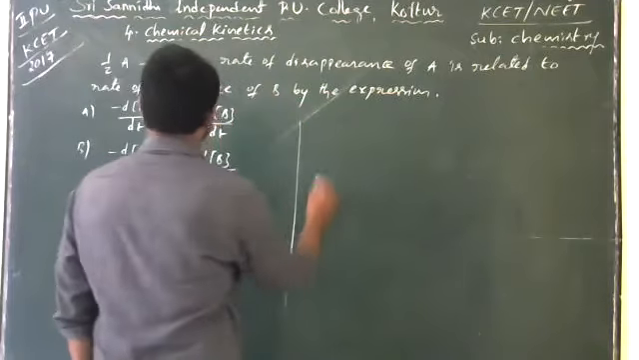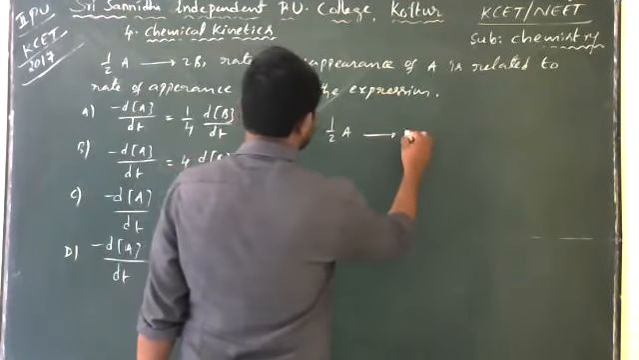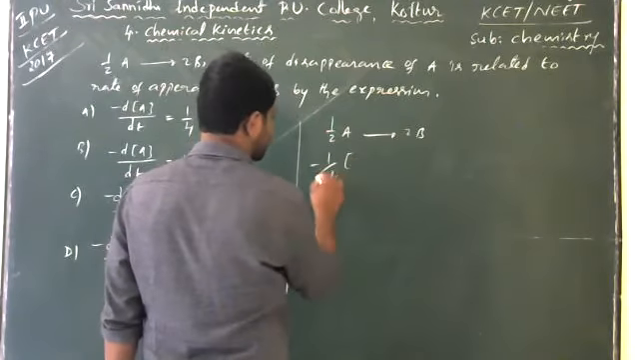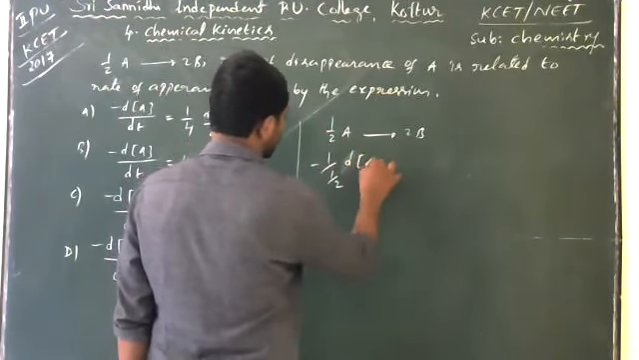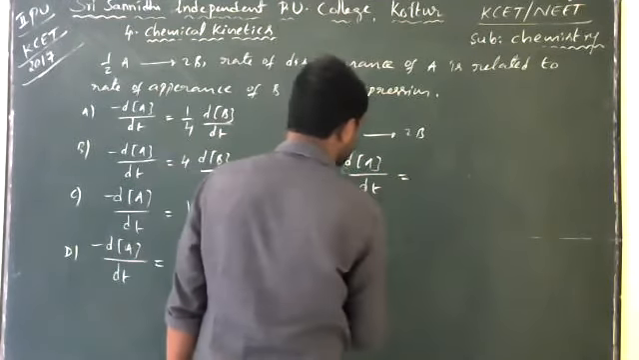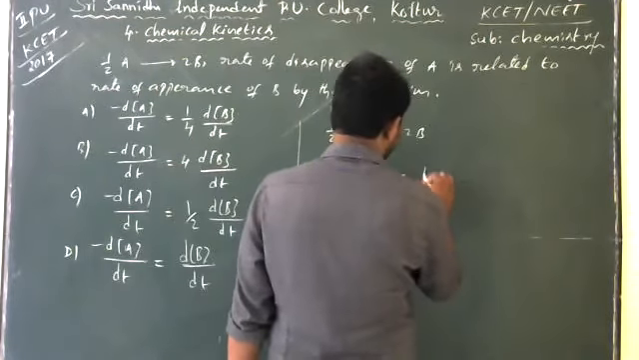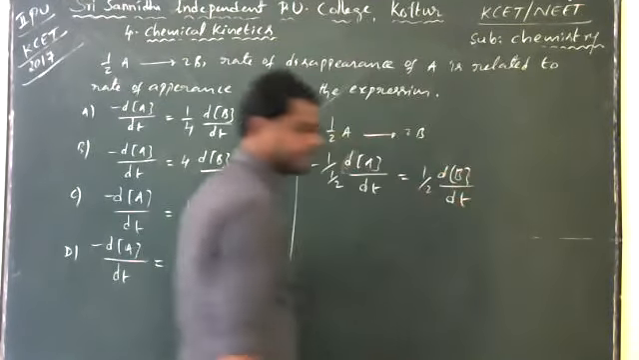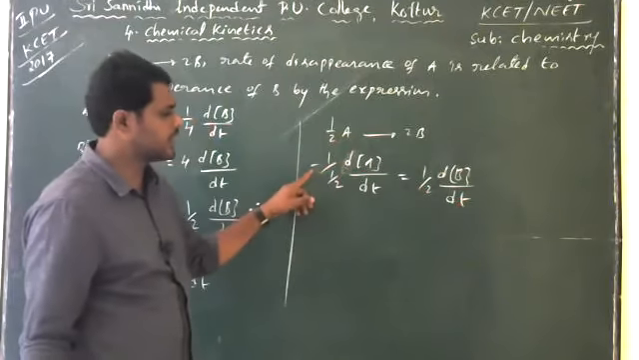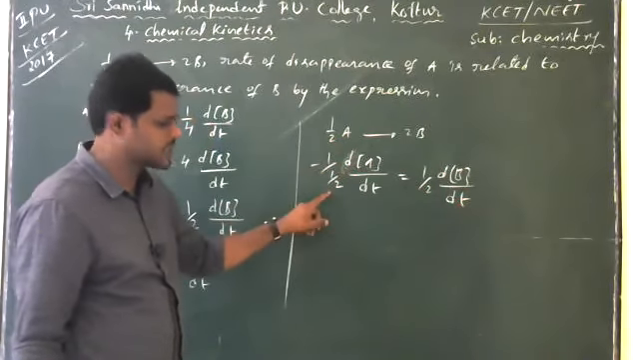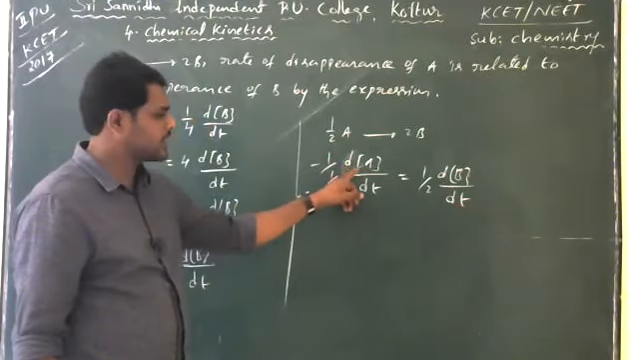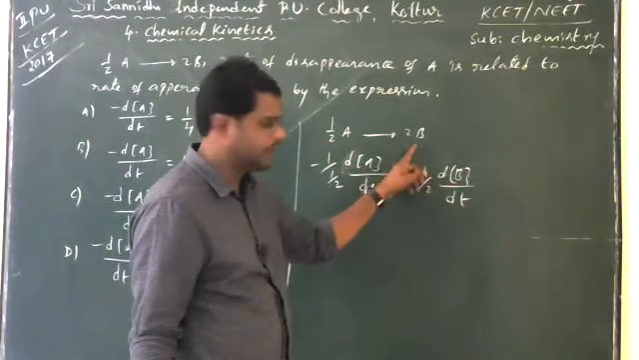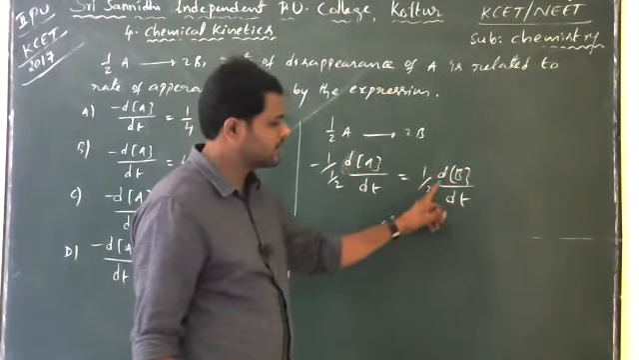No, that means for 1 by 2 A gives rise to 2 B, we write minus 1 by 2 d[A]/dt equals plus 1 by 2 with respect to the products d/dt, right? With respect to the reactant, rate of disappearance of A, that means minus 1 by 2 into d[A]/dt is equal to the rate of appearance of B, which is plus 1 by 2 d[B]/dt.